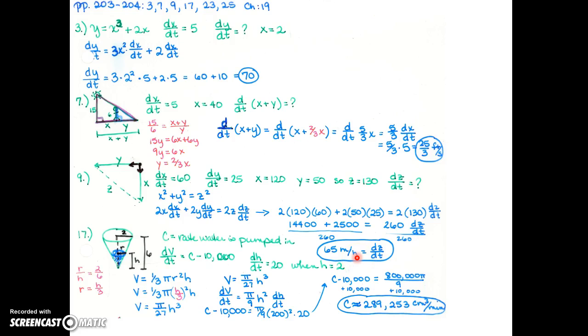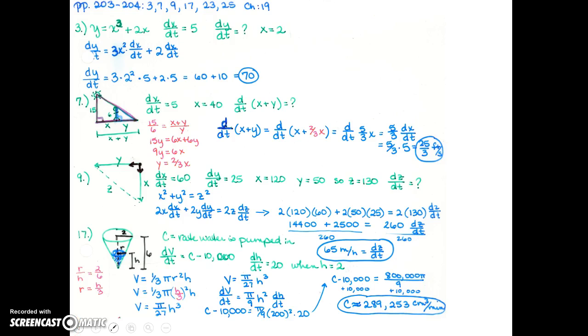All right, look at 17. Number 17 says water is leaking out of an inverted conical tank at a rate of 10,000 centimeters cubed per minute. At the same time, water is being pumped into the tank at a constant rate. The tank has a height of 6 meters and the diameter at the top is 4 meters. If the water level is rising at a rate of 20 centimeters per minute when the height of the water is 2 meters, find the rate at which water is being pumped into the tank.